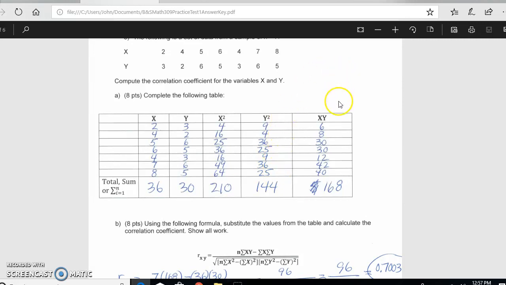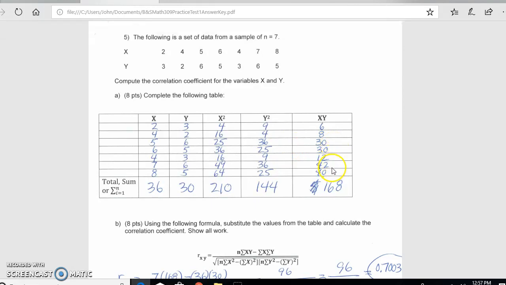In the last column, we're going to have xy, which is the x value times the y value. So, for example, we would take the 2 times the 3, and that would give me 6. 4 times 2 gives 8. 5 times 6 gives me 30. x, y values multiplied, and so on down through this column.